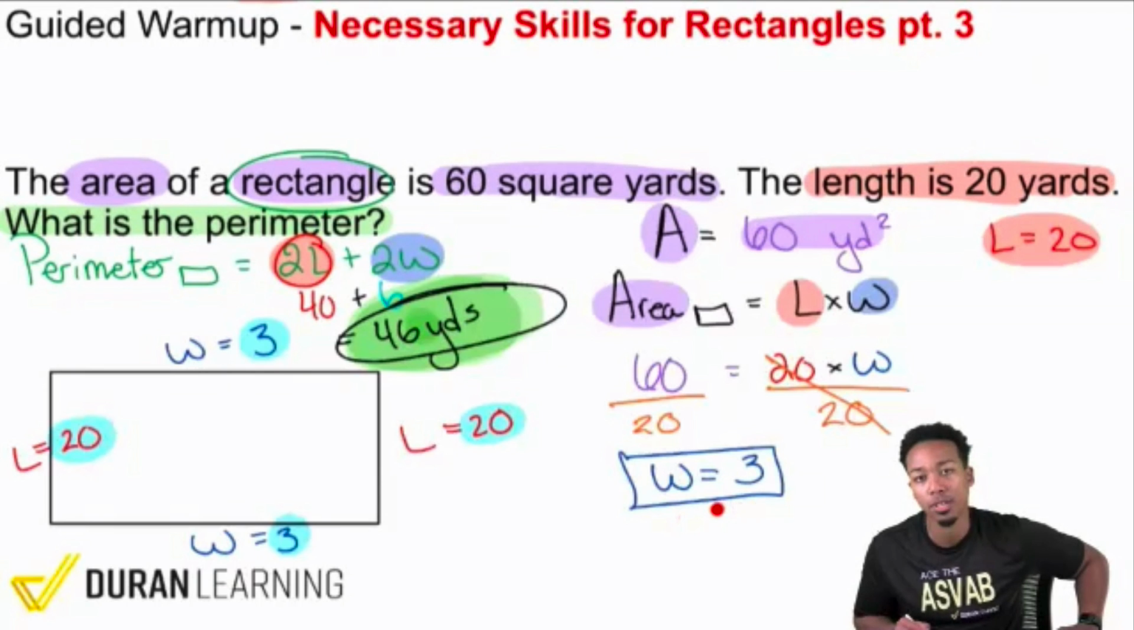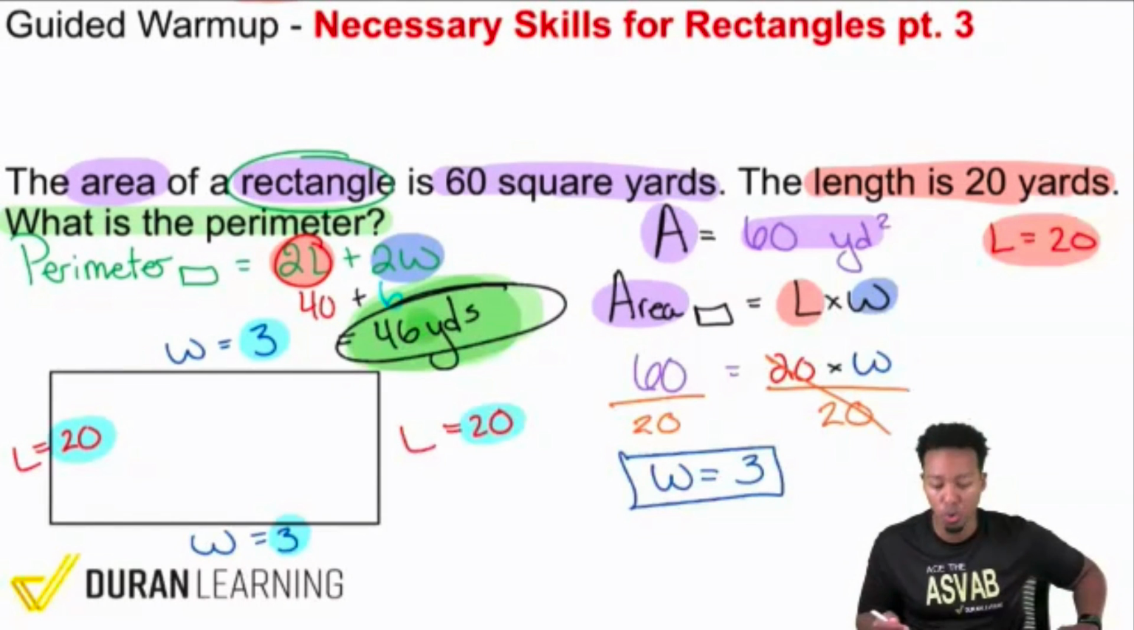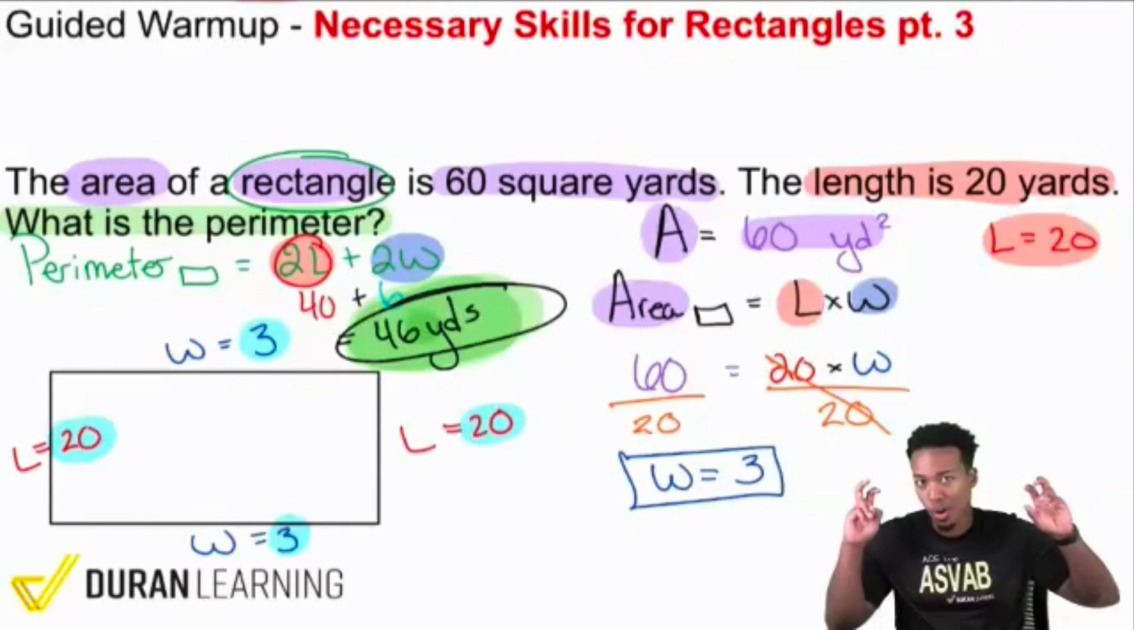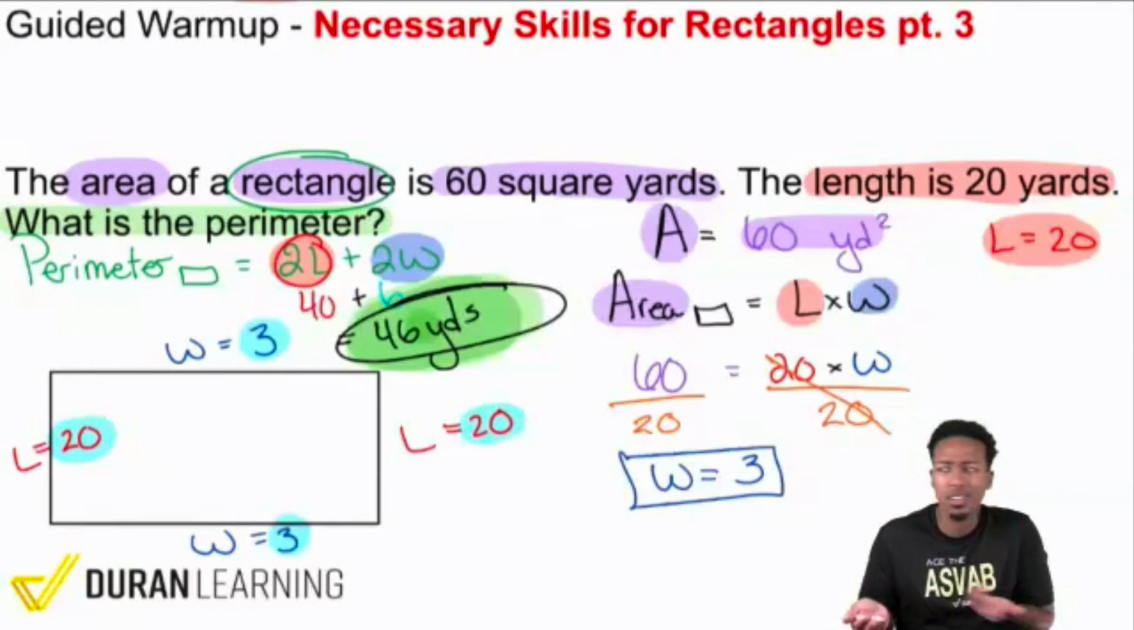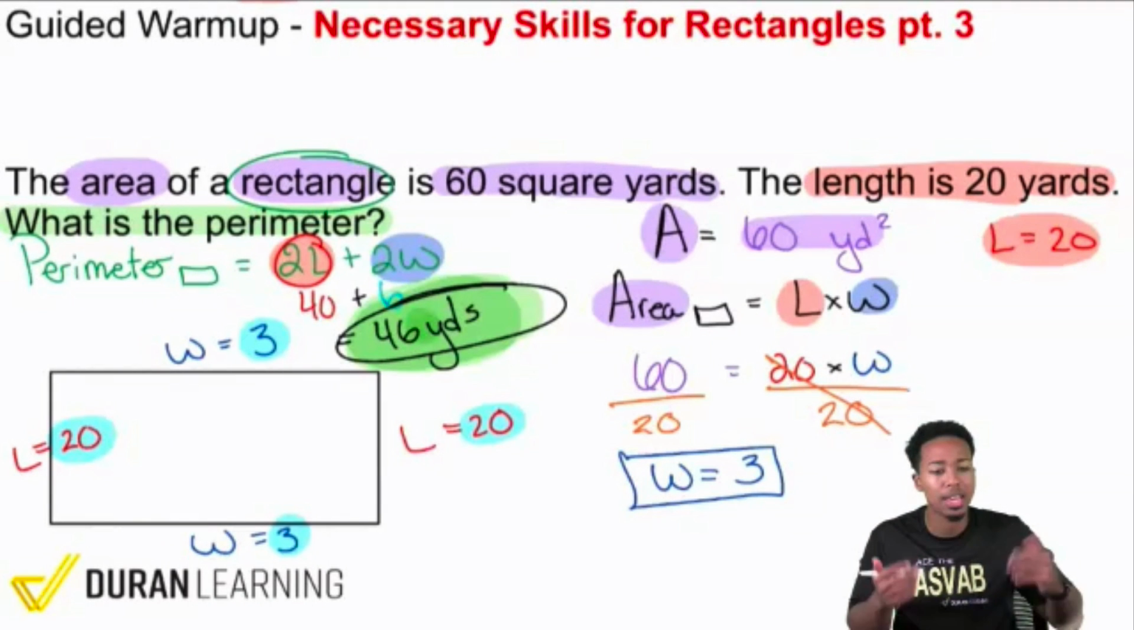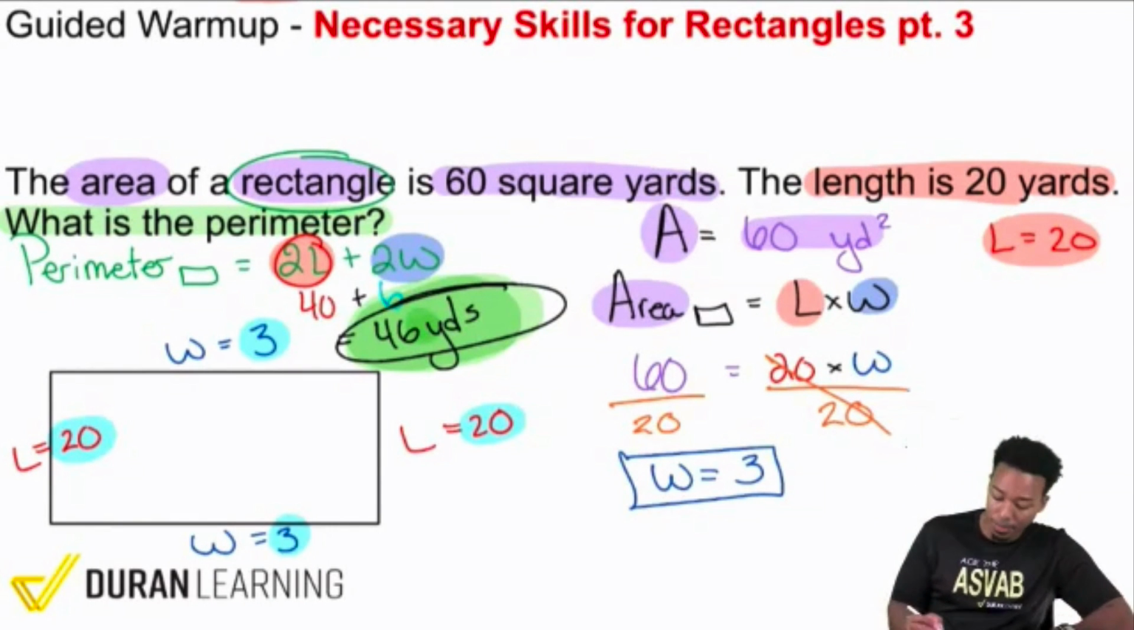That's going to be 3. To find that, the straightforward way, divide both sides to solve the equation. But technically, you're just asking 20 times what gives you 60, and that's going to be 3. So once we did that, boom, now we were able to plug everything back in and solve for the perimeter.